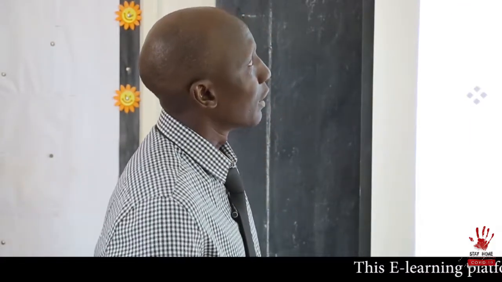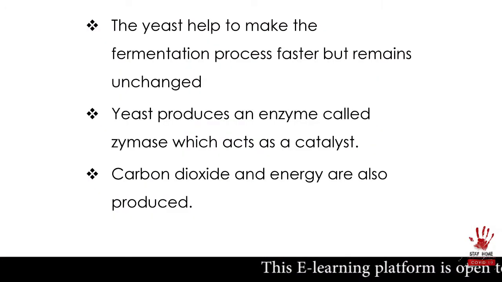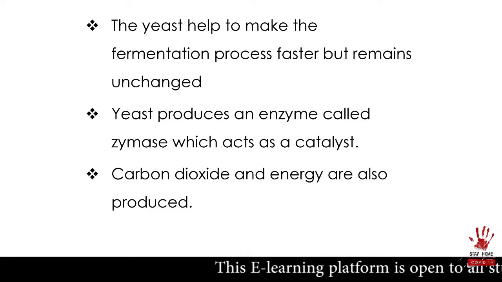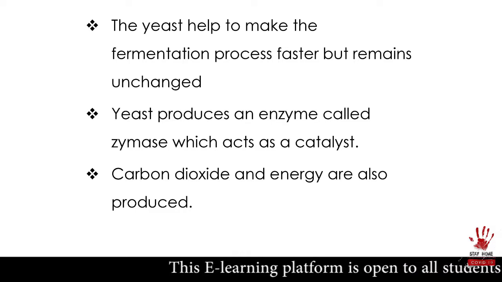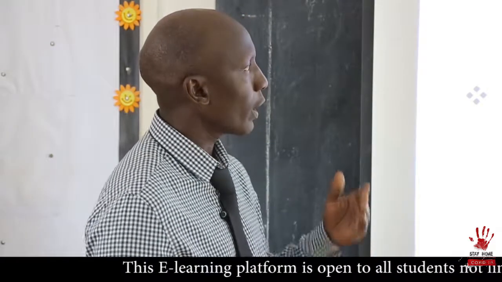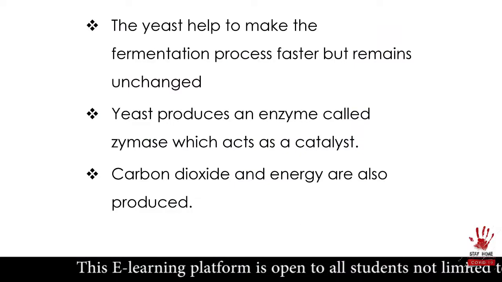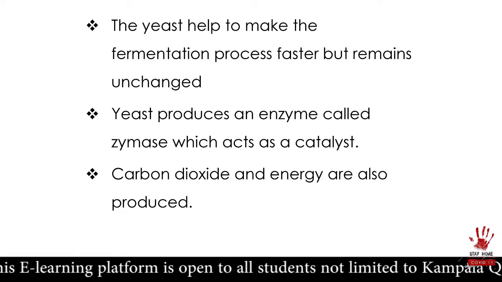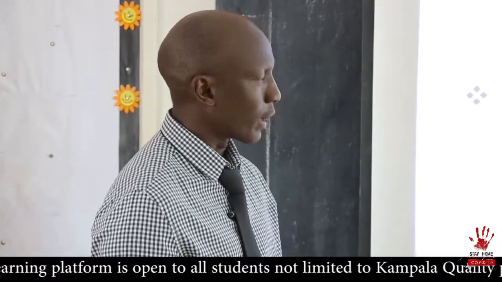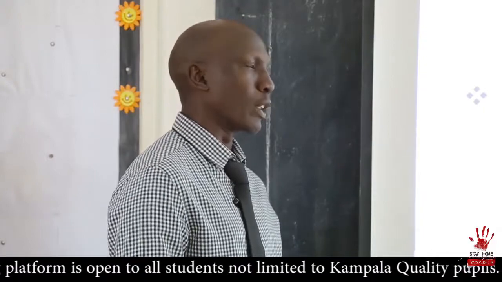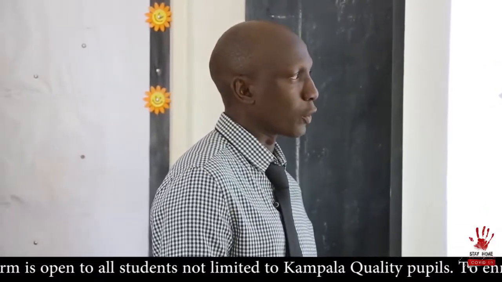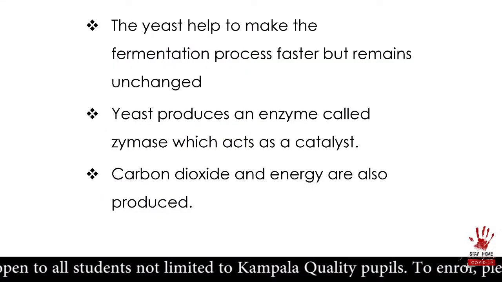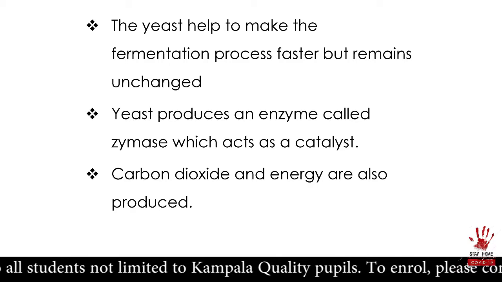And we are saying that the yeast in this process will help to make the fermentation process faster but remains unchanged. So in other words, it's going to be a catalyst. This yeast is a fungus which is going to produce an enzyme we call zymase, which acts as a catalyst. It speeds up the process of fermentation. Now in this process of fermentation, carbon dioxide gas is going to be produced and energy also will be produced.